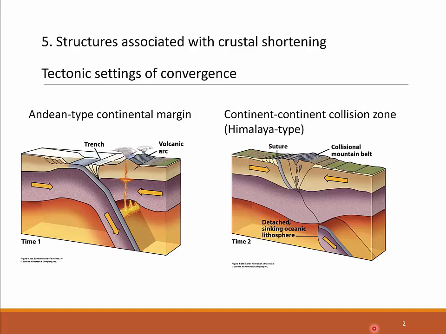Both of these structures are typically associated with tectonic settings of convergence. That means horizontal crustal shortening, such as Andean type plate margins, where during subduction the overriding plate will undergo crustal shortening. This setting is normally then followed by continent-continent collision, and also here of course we have horizontal convergence, which typically is associated with crustal thickening.